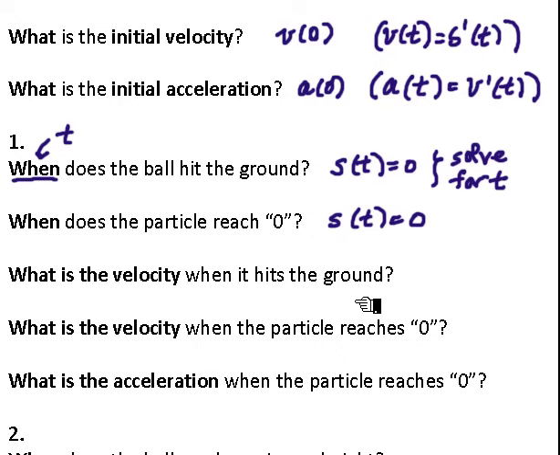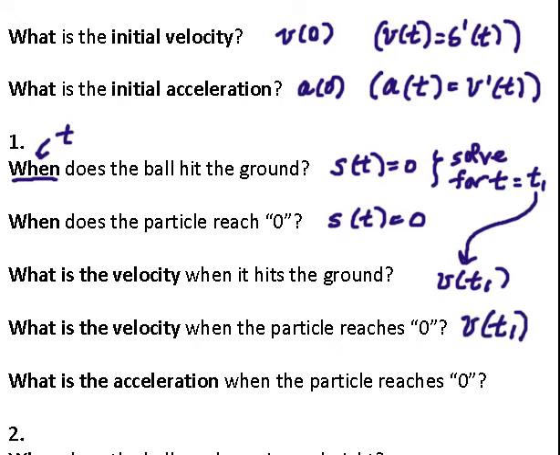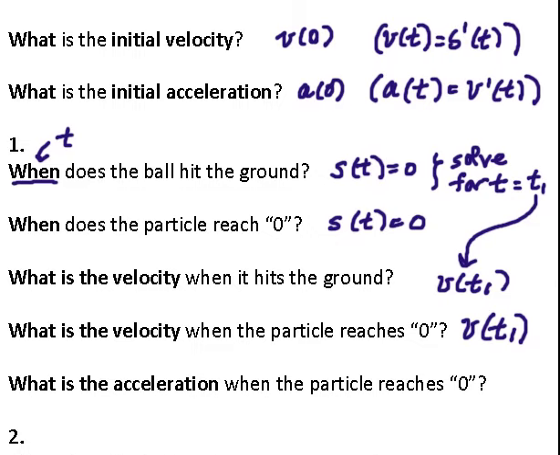What is the velocity when it hits the ground? Well, let's say we solve for t over here, and let's say we end up with t equal t1. So that's when the ball hits the ground. What's the velocity? We'll just take this t1 value and substitute it into velocity. That's the same for horizontal motion. The question would say, what is the velocity when the particle reaches 0? Again, just take that solution, assuming it's t1, and substitute in. When it hits 0, substitute into the velocity function.